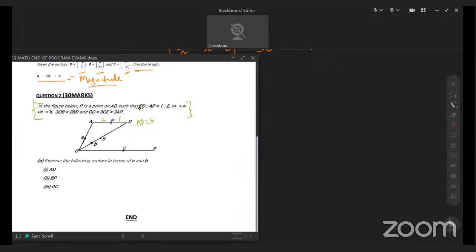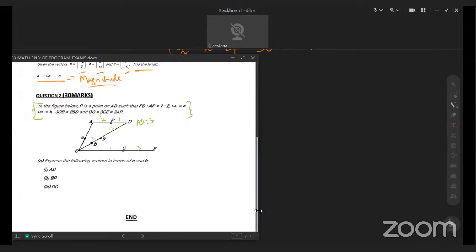Then we said OA is vector A, then OB is vector B. From this to this is B. And then 3OB, three times this OB, gives us BD. So that means the ratio is 3, and then the other one is 2. Those are the ratios. And finally, OC is equal to 3CE, meaning this is 1 and this is 3 times. It is also equal to 3AP, three times this AP. Those are some of the things we are trying to analyze so that we come up with our final way of working it out.